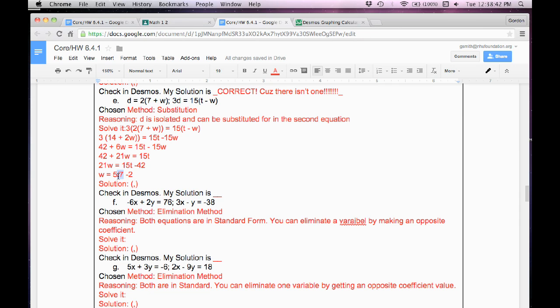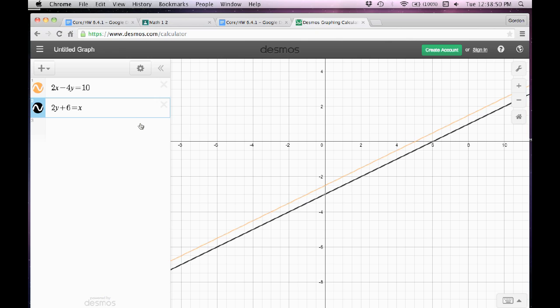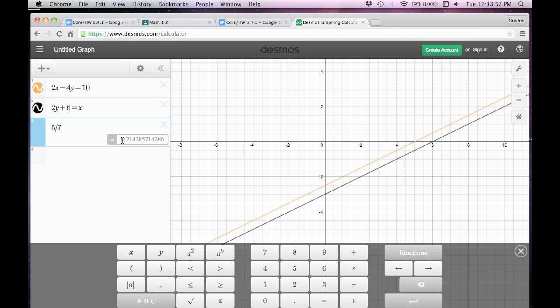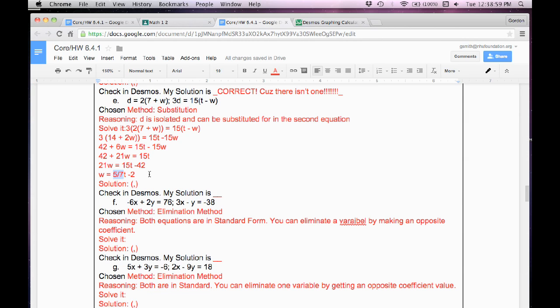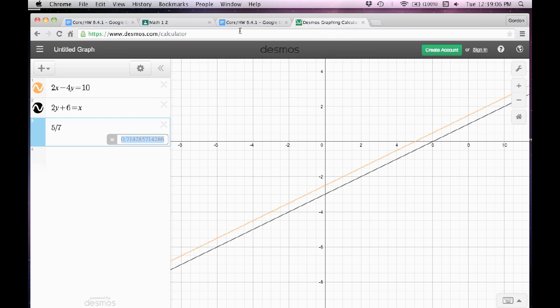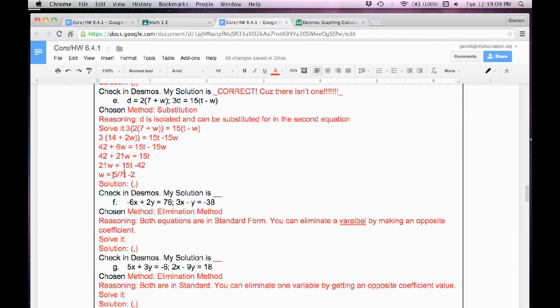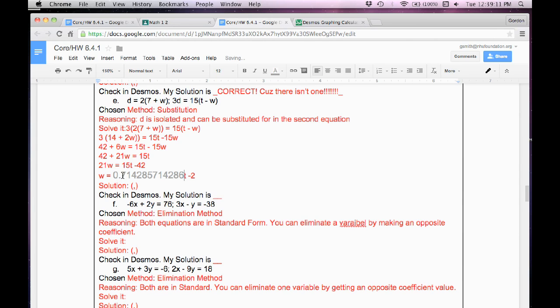I'm going to convert this using Desmos into a decimal. So I just plug it in right there, 5 divided by 7, and it gives me 0.7142857142857. You may notice whenever you divide by 7, you get one of those crazy things. So anyway, I'll copy and paste. Yep, that's it. All right, cool. So then this is my decimal for T.